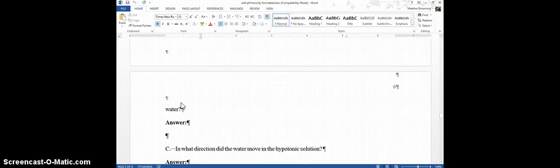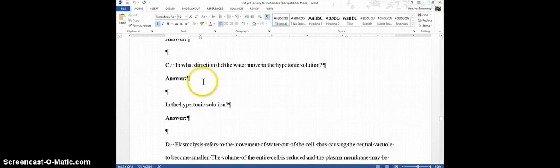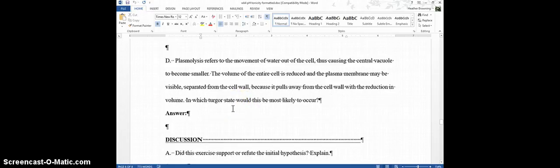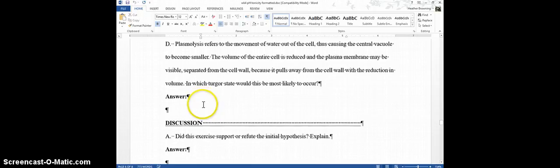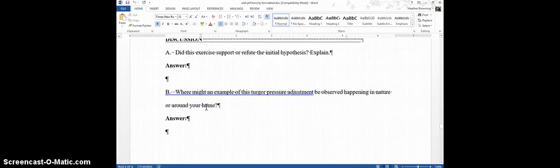Which direction did it move? Let's see. In which direction does it move in a hypo, in a hyper? And then we talk about our plasmolysis, and it says blah, blah, blah. Oh yeah, which state? So hyper, hypo, iso. Could always be an option.